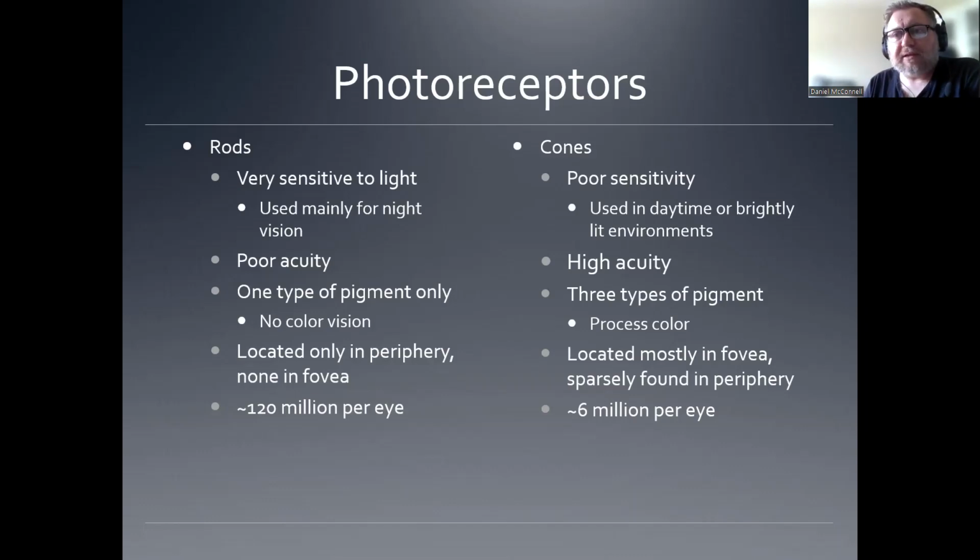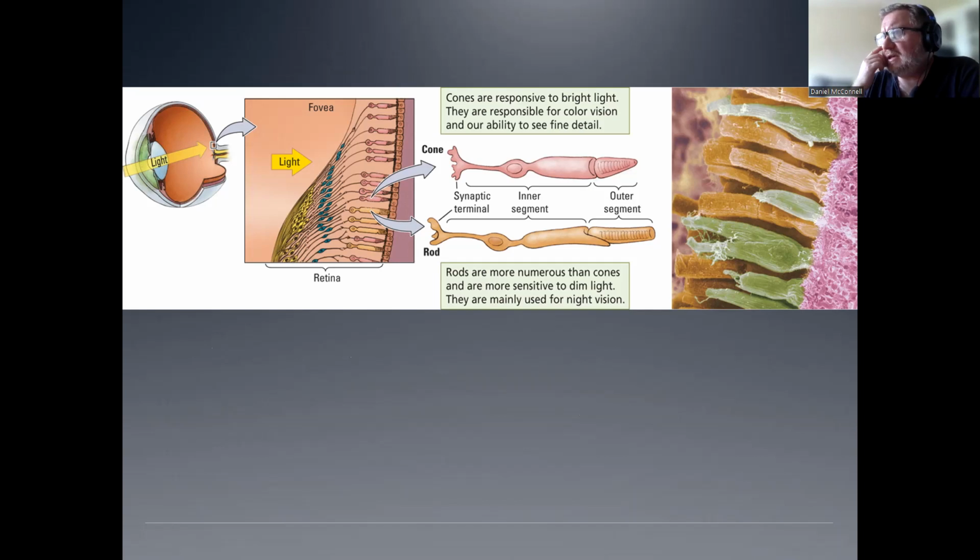Fewer cones, but again, there's enough of them still, 6 million per eye, that we have plenty of cones to extract fine detail. Now, here is a graphic as well as a little electron scan microscopic picture of the rods and cones, so you can get an idea of why they're called rods and cones. These cells have a portion of their cellular anatomy that can either be rod-shaped or cone-shaped, and we can see that there.